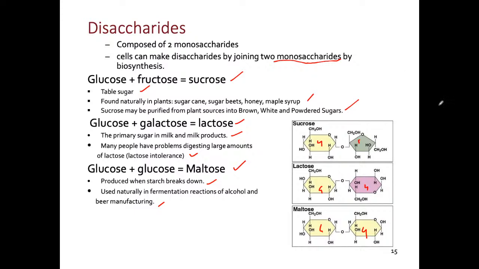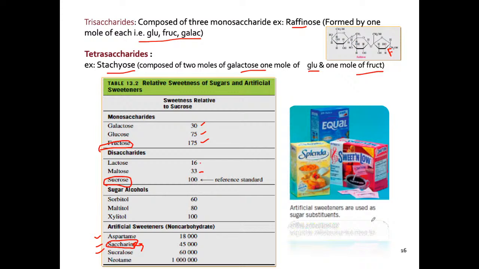Following are the structures of glucose and fructose. Lactose is made up of glucose and galactose, and maltose is made up of two glucose groups here. Now, after discussing monosaccharides and disaccharides, let's discuss trisaccharides. They have three monosaccharides. For example, raffinose, which includes glucose plus fructose plus galactose, all three together.